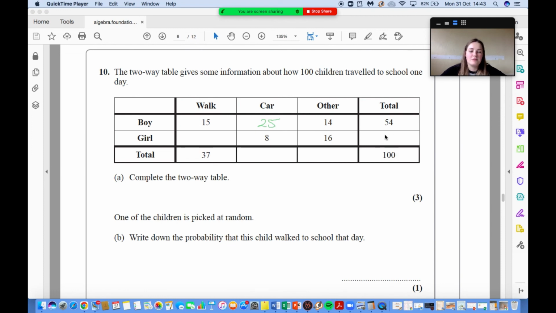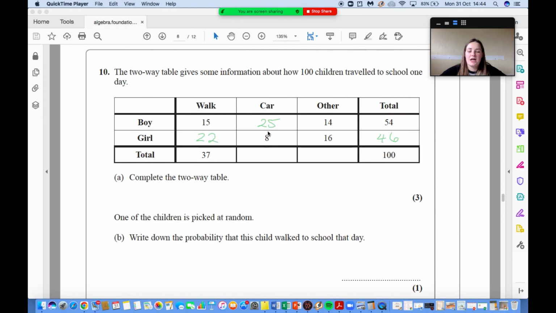So I need to fill this bit in now. So 54 plus what makes 100? That's 46. And then I know that I've got total 46 there, so I've got 24 there. So to get up to 46, I need another 22. So that will go there.